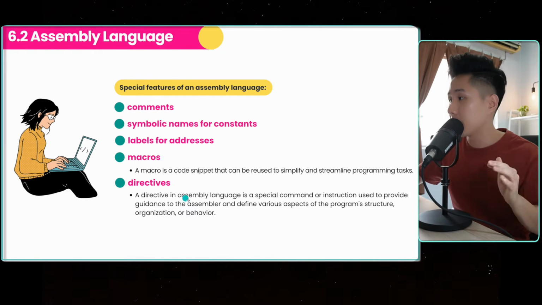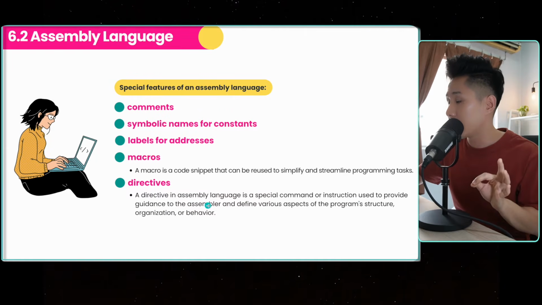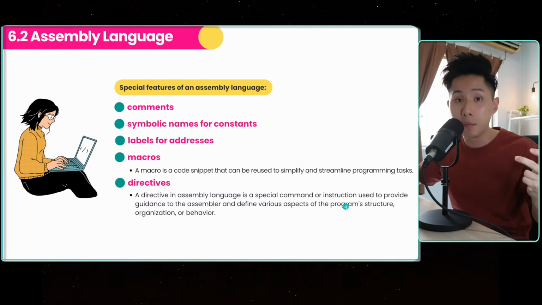So directive. A directive in assembly language is a special command or instruction used to provide guidance to the assembler and define various aspects of the program structure, organization, and behavior.